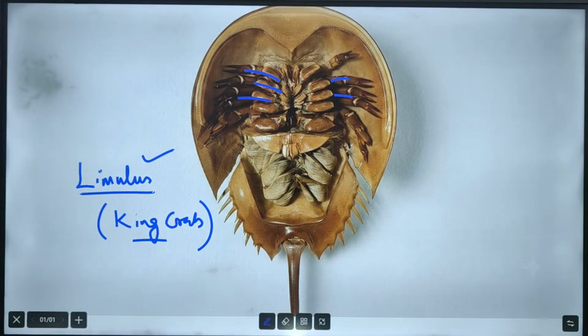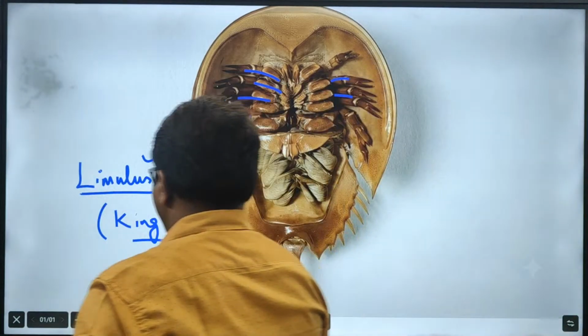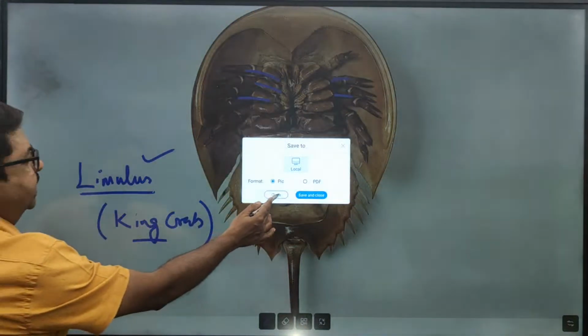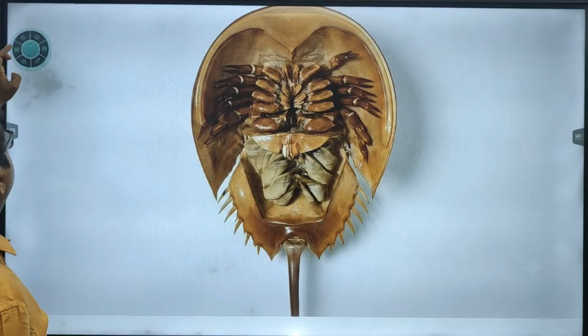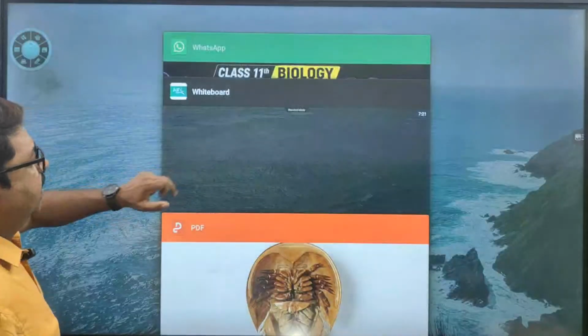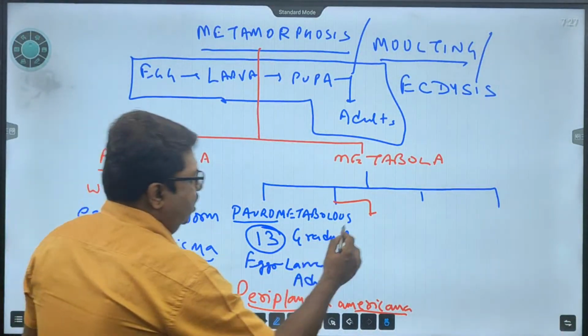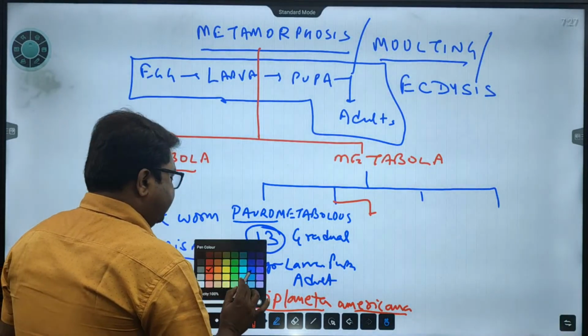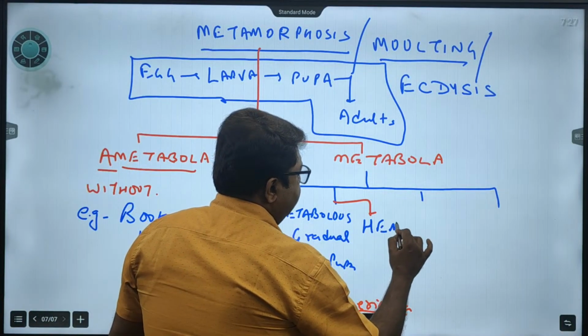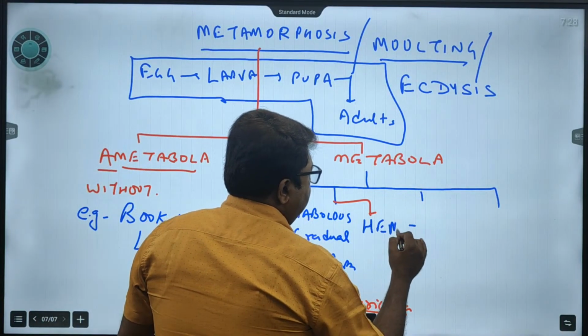What are hermit crabs? Okay, let's get into this. Fine. So, Paurometabolus we have talked about. The second one is called hemimetabolus. What is that called? Next one is called hemimetabolus.